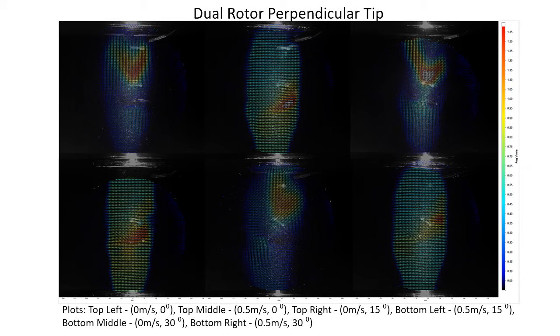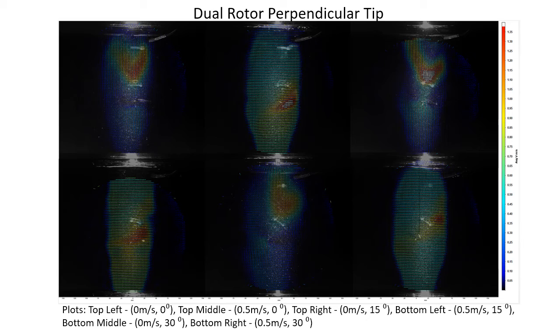For each test case, the rotors were spun up for 1 minute. This is to allow them to reach steady state. Once steady state was reached, data was recorded for 10 seconds, and over that 10 seconds the velocity was averaged, and that's what each one of these graphs represents for a specific test case: the average velocity.